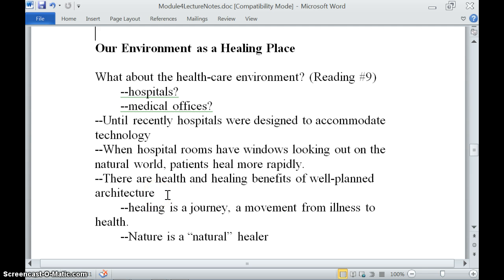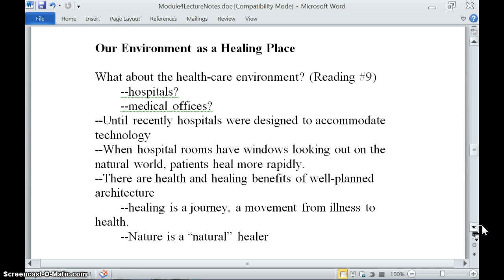So now we even have architects getting into healthcare. We have architects who are focusing on healthcare. That's probably one thing you never thought about being able to do, right? You could be an architect and actually be in health promotion. So some really cool things are happening in this whole area of environment. Healing is a journey, a movement from illness to health, and nature is a natural healer.